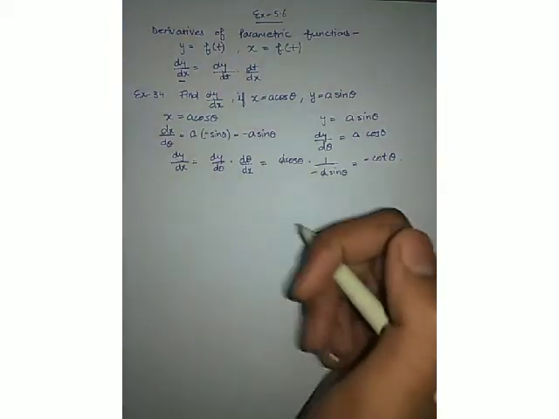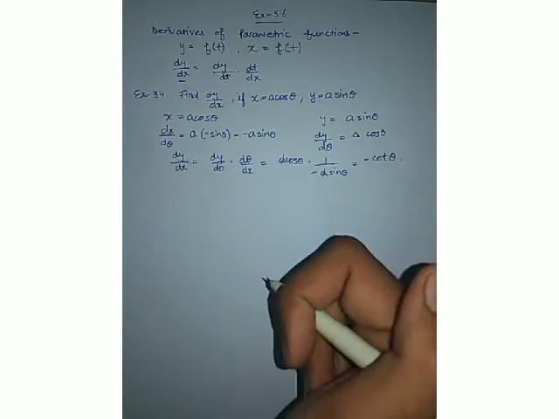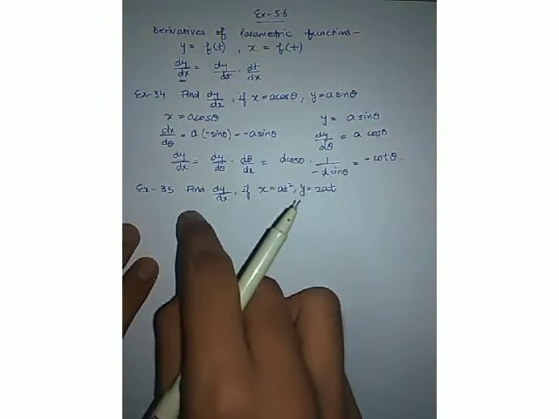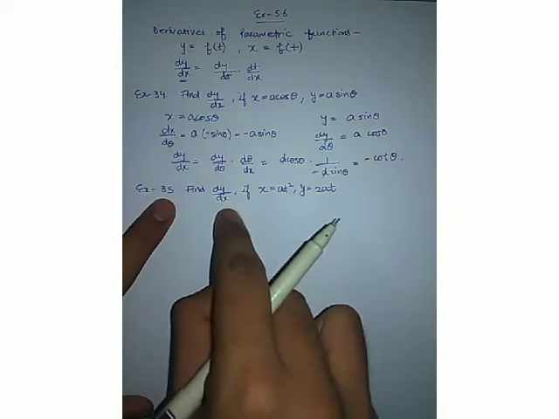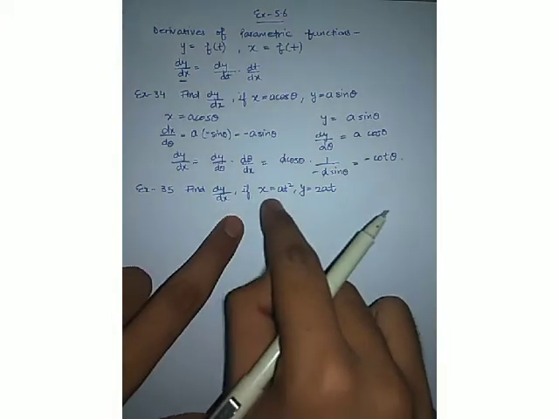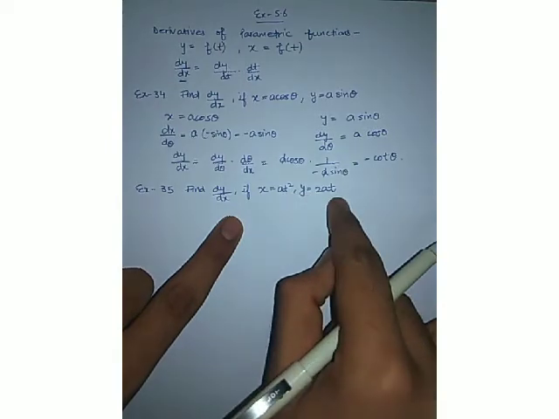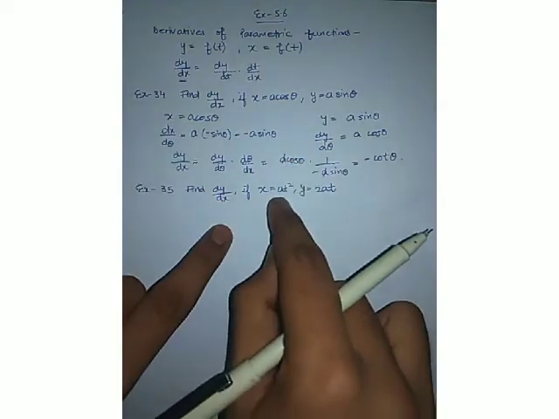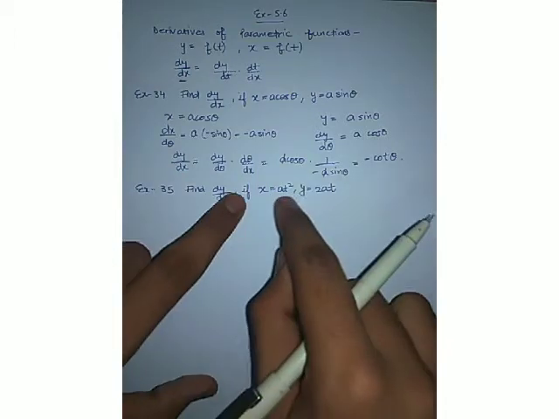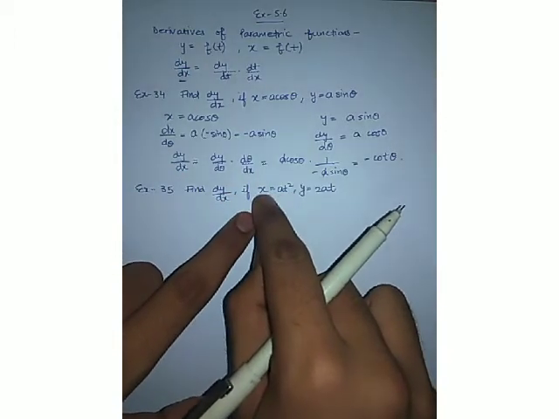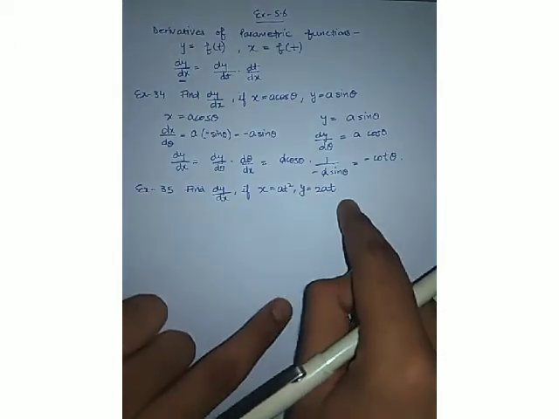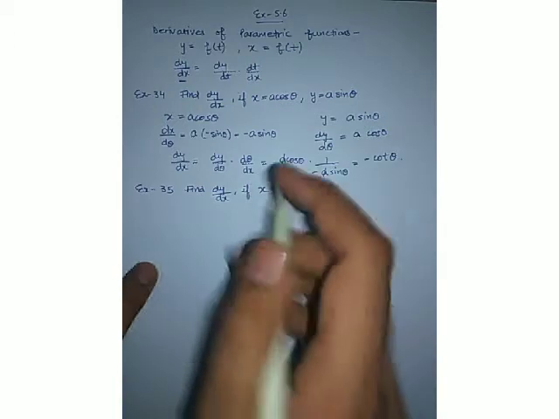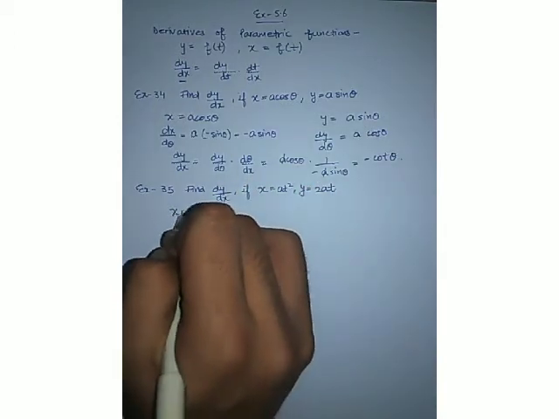Let's move to the 35th example. As it's already written, you have to find dy upon dx, and now this time x is a function of t, y is a function of t. So be very careful while choosing a differential and just have a very clear look at which function x is belonging to and to which function y is belonging. Okay, so that is why x is a function of t, y is also a function of t in this case. What is our x equal to?